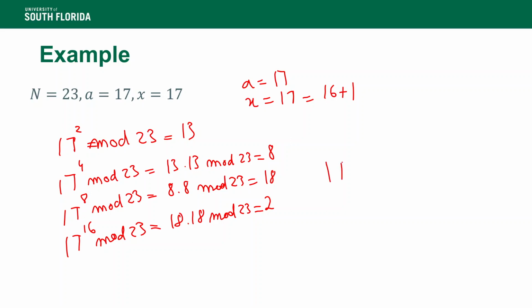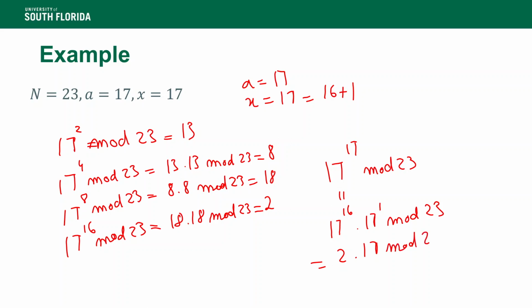Now finally 17 to the 17 mod 23. I only have two terms here. I have 17 to the 16 times 17 to the 1 mod 23. And that in turn is 2 times 17 mod 23. And that is equal to 11, okay?